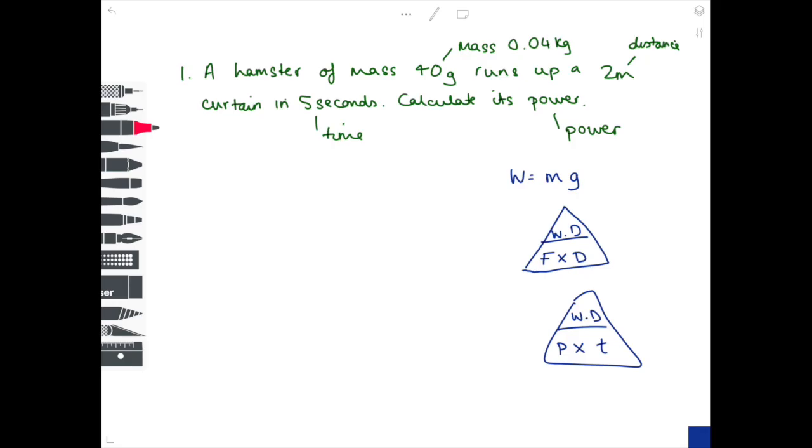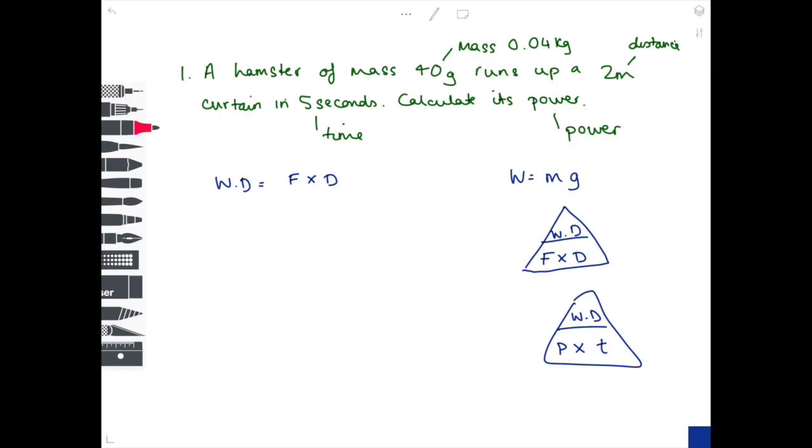What is the common factor linking the two formula triangles? Well, it is work done. So we need to calculate work done first of all, which is force times distance. Unfortunately, we don't have the force. So we're going to have to work that out, and this relies on you remembering that force and weight have the same unit.